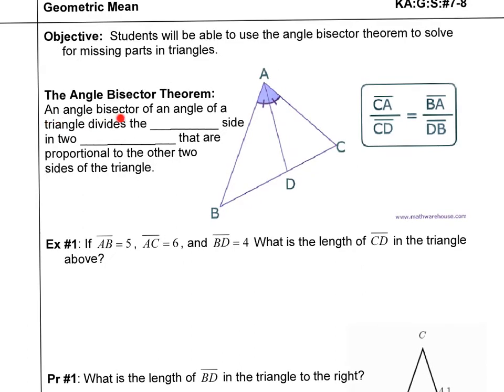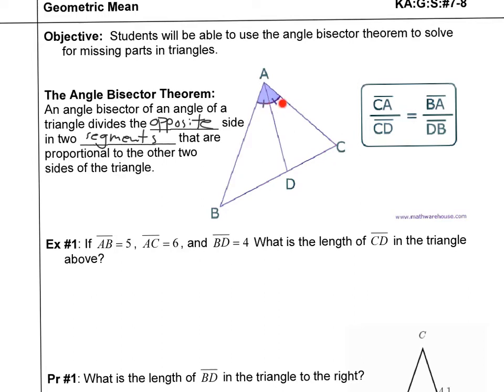It says an angle bisector of an angle of a triangle divides the opposite side, and this is the opposite side here. Here's your angle bisector, and it divides the opposite side into two segments that are proportional to the other two sides of the triangle. So what does that mean?